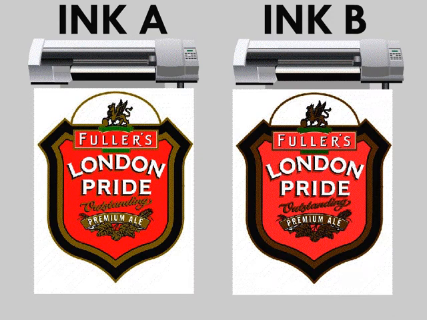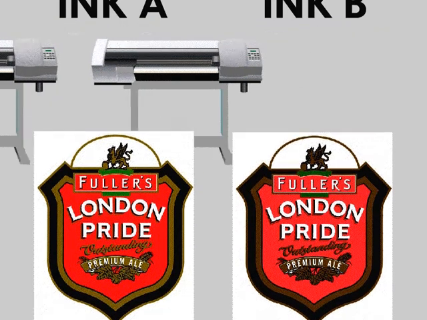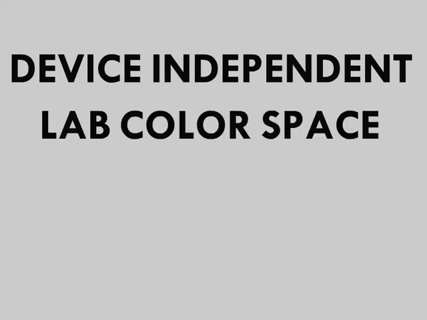In order to manage our color better and overcome some of these differences between devices, we need a color space that is device independent. We call this LAB color space. We can use LAB to build comparisons of the color characteristics of different devices, and this is the basic building blocks for color management.